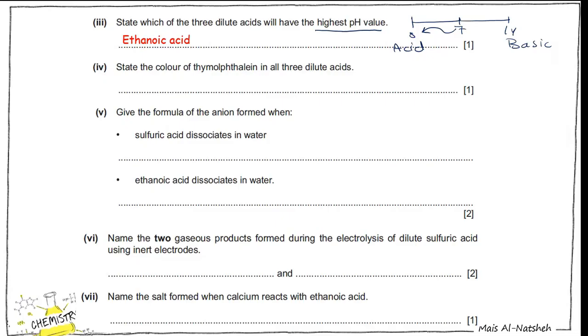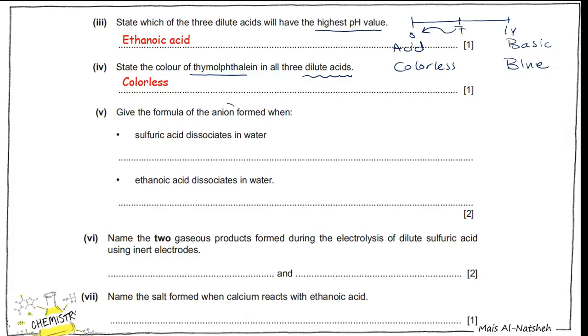Next. State the color of thymolphthalein in all 3 dilute acids. Now, thymolphthalein is blue in basic solution, but colorless in acidic solution. So here they are acids and the color would be colorless.